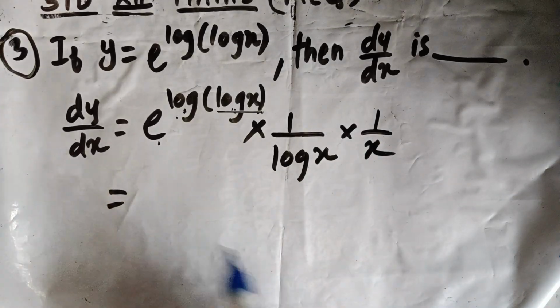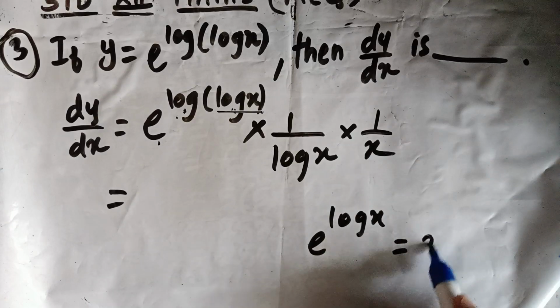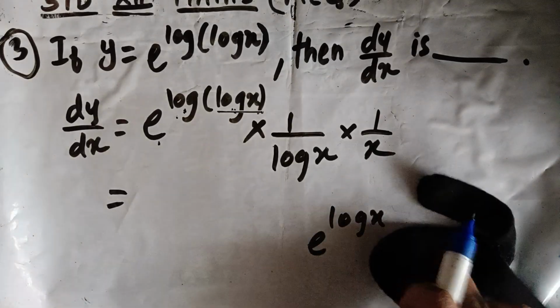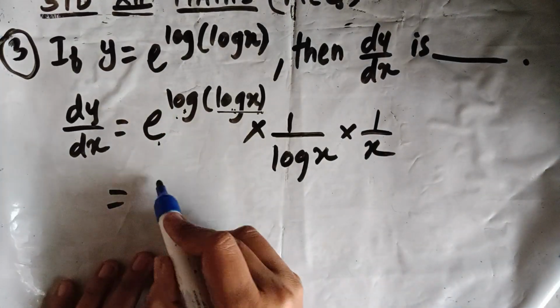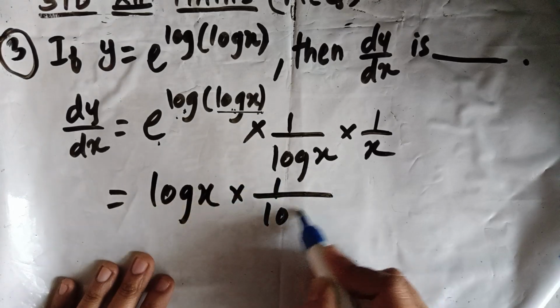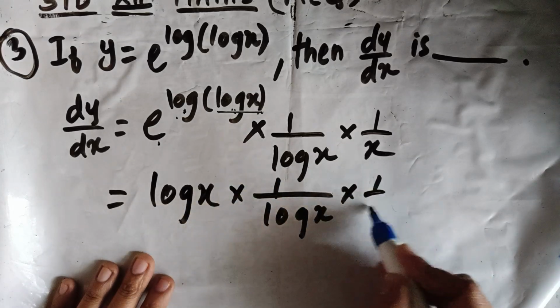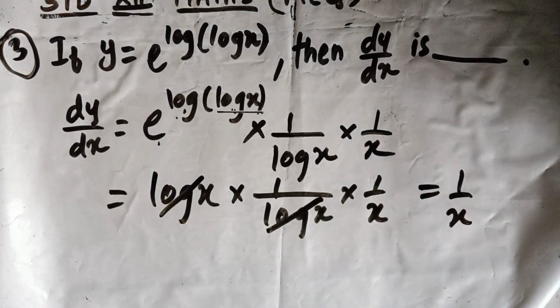Okay. Now we know that e raised to log x is x, correct? So we can write here e raised to log of some function, that is log of x. So this answer is 1 by x. Okay.